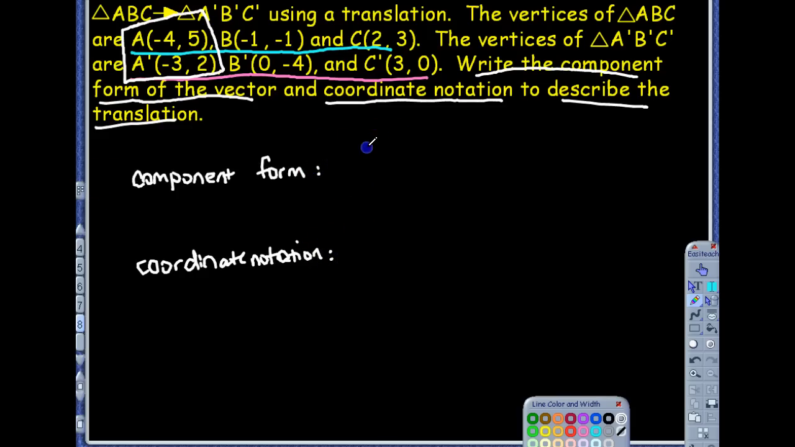So, like, when I've got component form, I know that here I'm going to want to put my little brackety things. And for coordinate notation, I know I want to start with an x comma y is mapped to something else. Okay? Now, what we need to look at is what's happening to the x value each time. Well, from -4 to -3, I'm just adding 1. So it'd be +1 or a x plus 1. Now, it's good to make sure that happens every time. Am I adding 1 to get from my x to my x prime for B's and for C's?